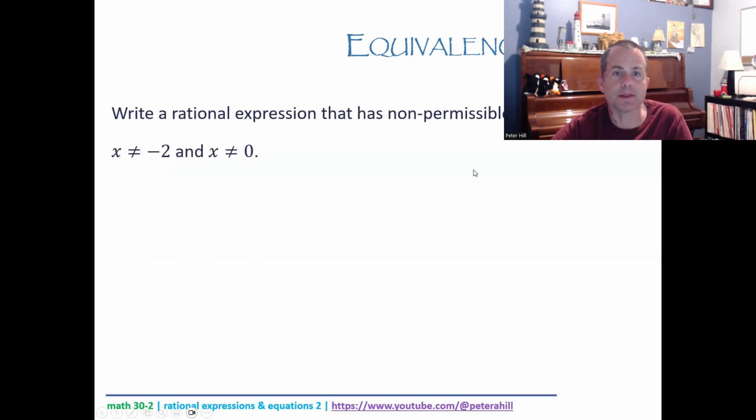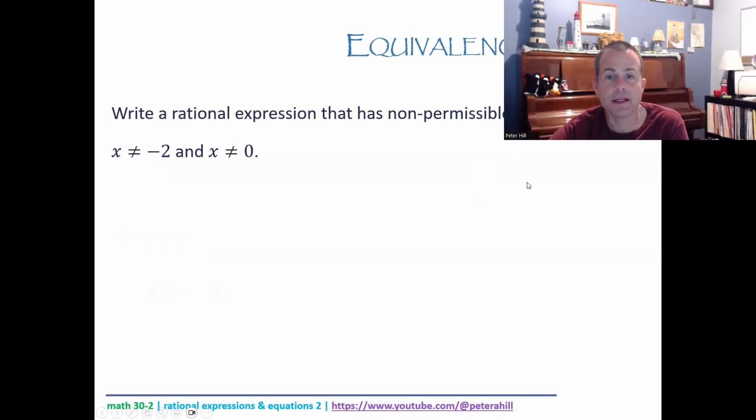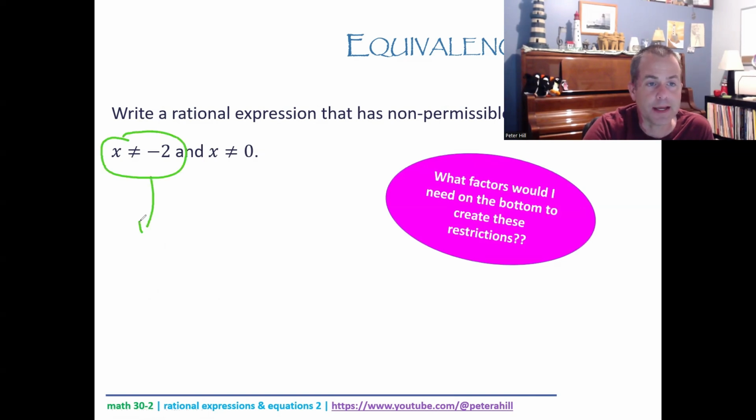All right. Now, this one's a little different. Write a rational expression that has non-permissible values of the following: x can't equal -2 and x can't equal 0. So the question you're asking yourself is, what factors would I need on the bottom to create these restrictions? And so essentially what you're going to do is take this and get everything over to one side so that it equals 0, and then that becomes your factor.